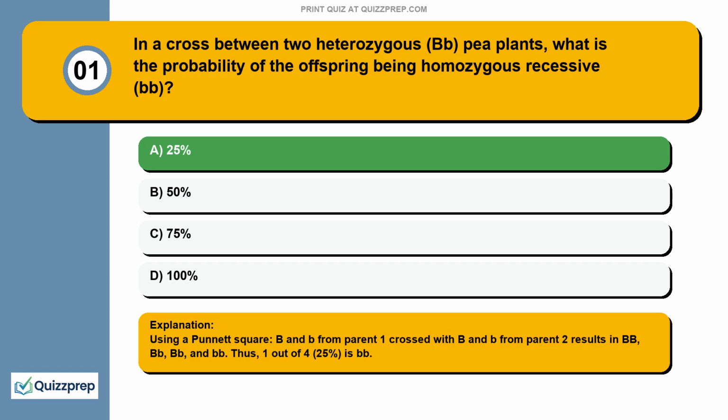Using a Punnett square, B and b from parent 1 crossed with B and b from parent 2 results in BB, Bb, Bb, and bb. Thus, 1 out of 4, 25%, is bb.